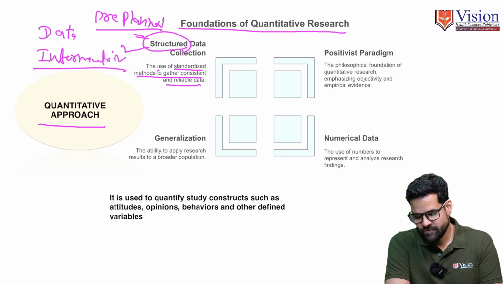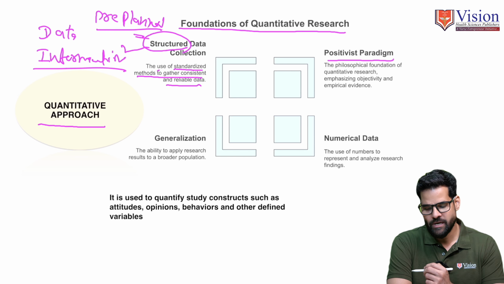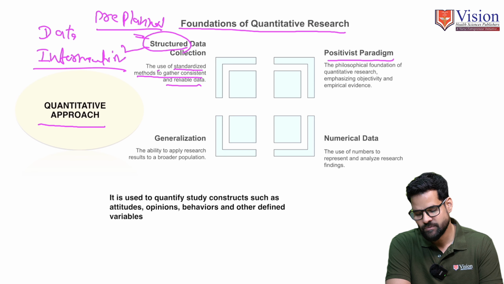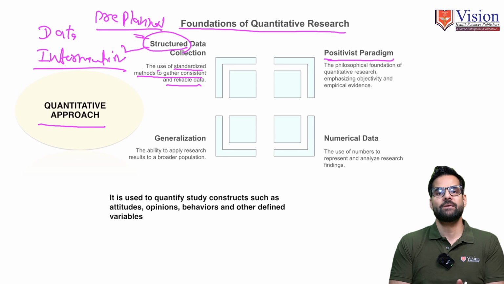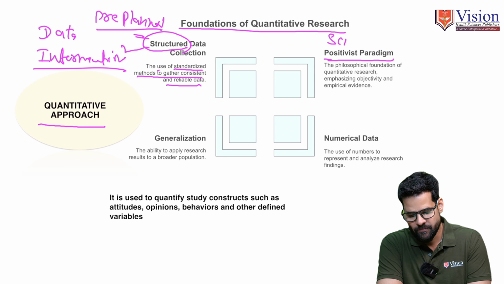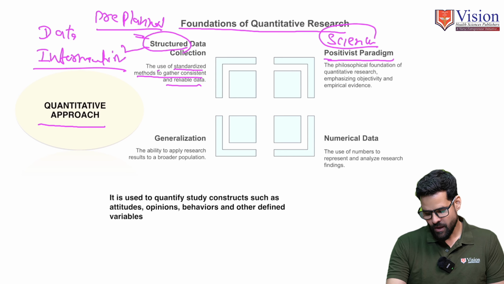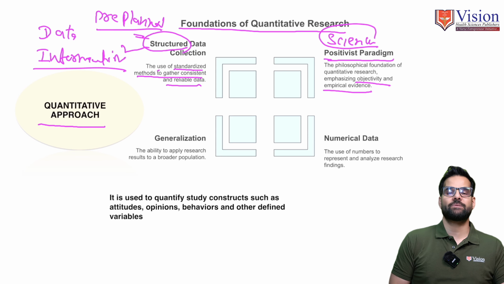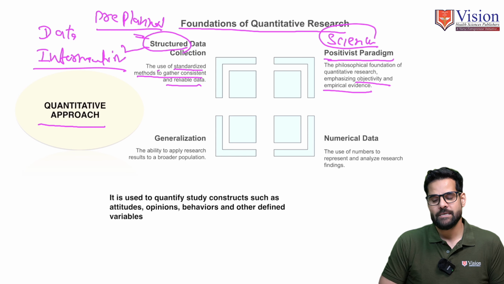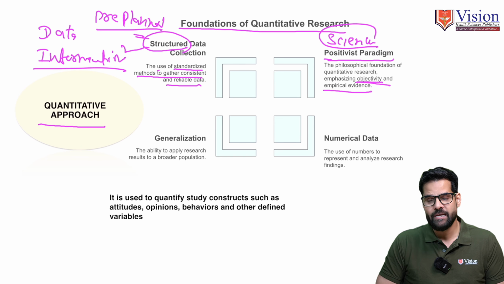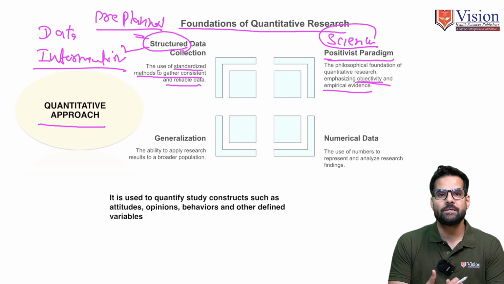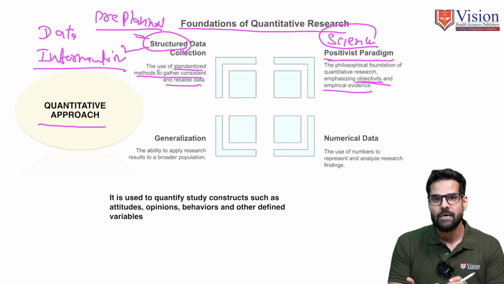Second feature of quantitative research approach is they are positivist. What is positivist paradigm? They believe in the principle of science. Simply you can say, they are science. The philosophical foundation of quantitative research emphasizes objectivity and empirical evidence. Now, what does science believe? Science is based on observable facts. Science is based on objectivity. They always want to collect the information without being biased, without any influence of the data collector or any other factors.